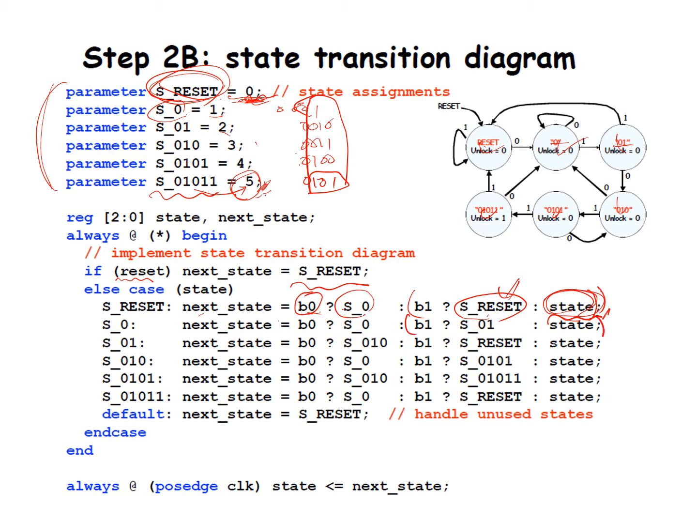For your easier understanding, we can add some parentheses like this. But for Verilog, it will be okay without parentheses, because we check the condition B0 first and B1 later, like that.